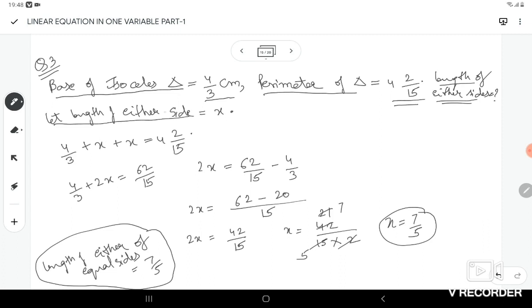So let the length of either of the equal sides equal x, and the perimeter of a triangle in the case of an isosceles triangle is equal to the sum of the three sides. So 4 by 3 plus x plus x equals the perimeter, that is 4 whole 2 by 15. So 4 by 3 plus 2x comes out to be equal to 62 by 15. So 2x comes out to be equal to 42 by 15. On solving this, we get the x value equal to 7 by 5. So we can say the length of either of the equal sides comes to be equal to 7 by 5.